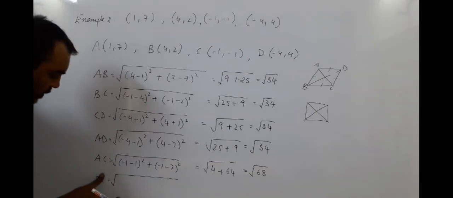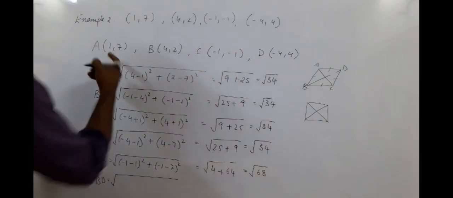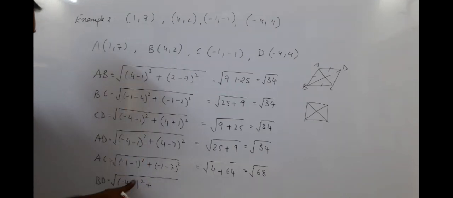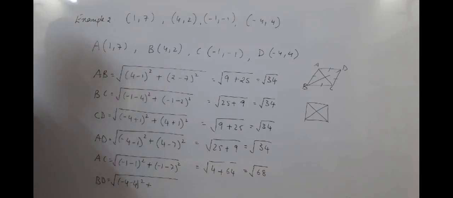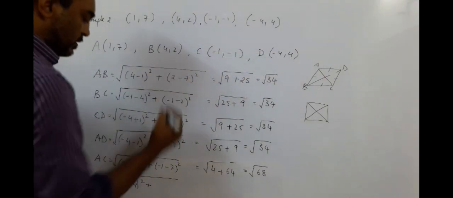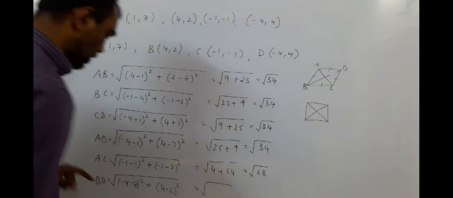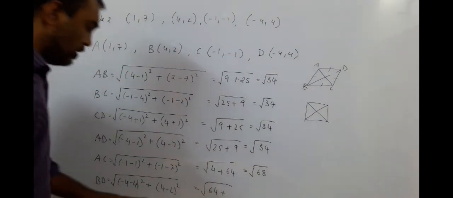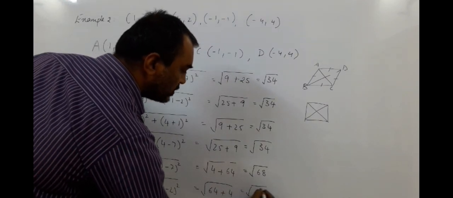Let us find BC. Sorry, not BC. BD. The diagonal. So this is the last diagonal we have to find. Minus 4 minus 1, the whole square. No, sorry. Minus 4 minus 4, the whole square plus 4 minus 2, whole square. Minus 4 minus 4 is minus 8. The square is 64. 4 minus 2 is 2. The square is 4. Root 68.